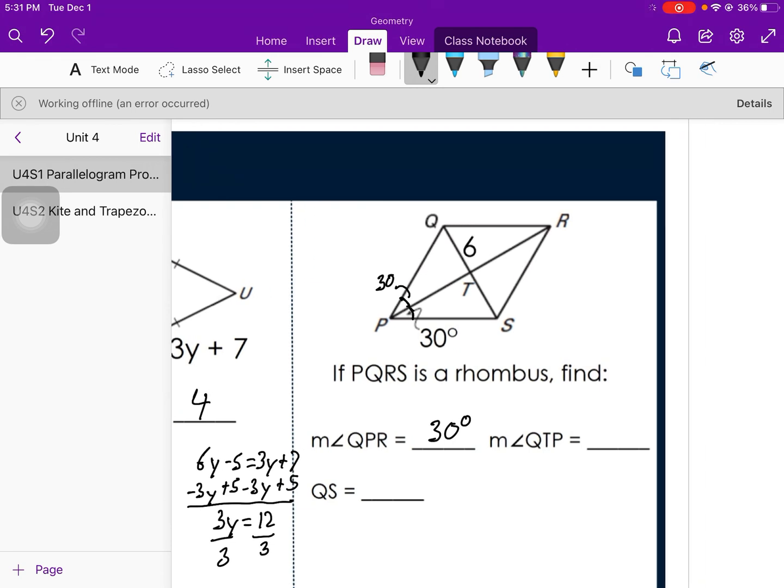Then we have QTP, which would be this angle right here. And we know that the diagonals are perpendicular to each other, so technically that's a right angle, which is 90 degrees. Lastly, QS. So the distance from Q to S has got to be 2 times bigger than this, since this gets bisected. So these two are congruent to each other, therefore it's 6 and 6, so we get 12.